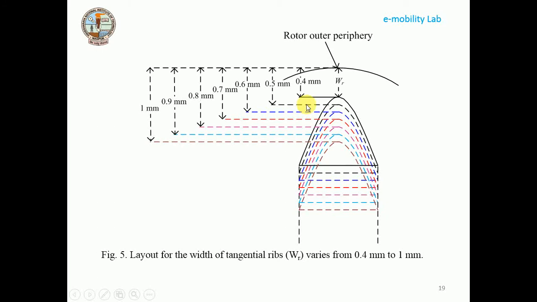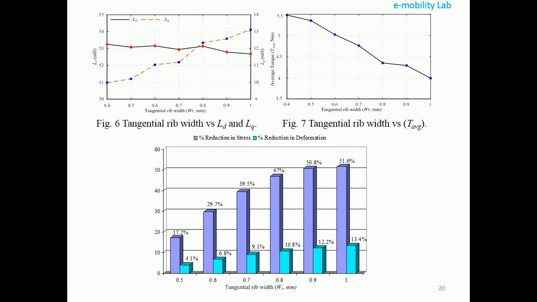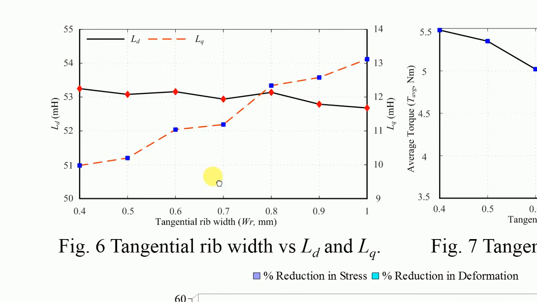We didn't go below 0.4 mm because it is very difficult to practically manufacture a rotor with less than 0.4 mm thickness of material. We may not have the accurate dimension of our motor from the manufacturability point of view. So we didn't discuss less than 0.4. This is the layout, and this is the discussion. Let me zoom it for you. So yes, this is tangential rib width in mm. I already told you we started from 0.4 and we have gone up to 1 mm.